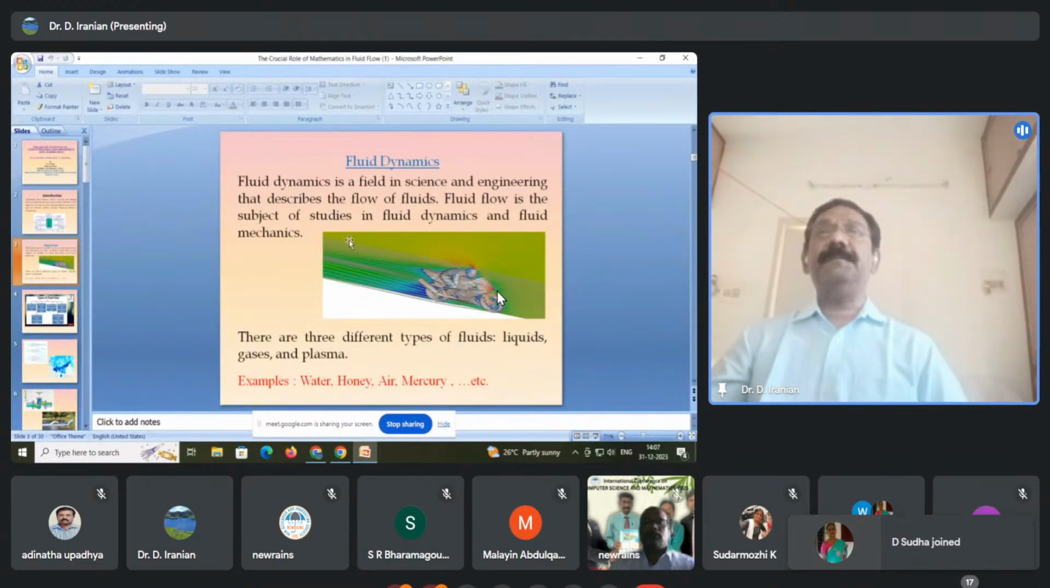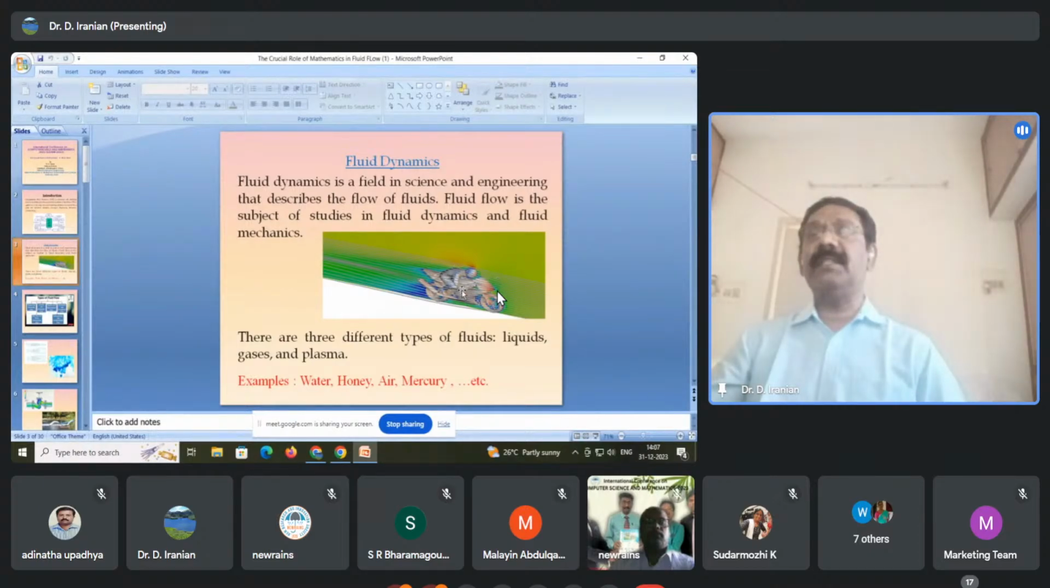Okay. So here it is a field of science and engineering that describes the flow of fluids. This is a good example. In this diagram you can see a man riding a bike, opposed to some wind flow. From that bike silencer, fuel is changed as wind only. But there will be smoke. How does it come? By flow only. Wherever there is moving, it is flow.